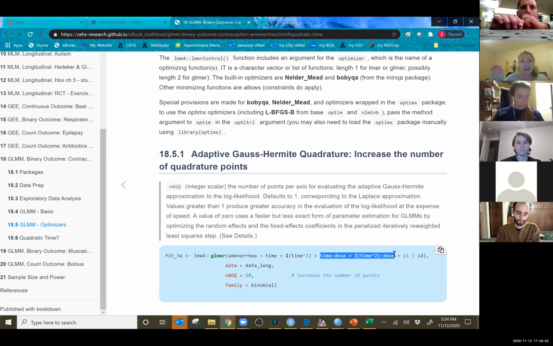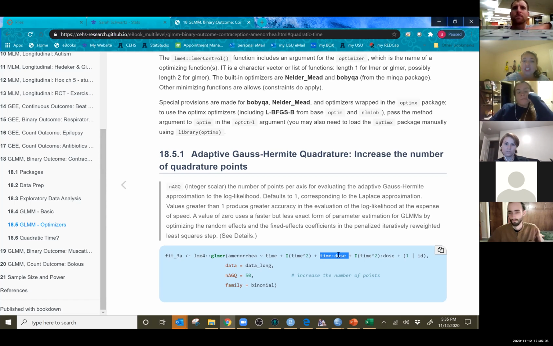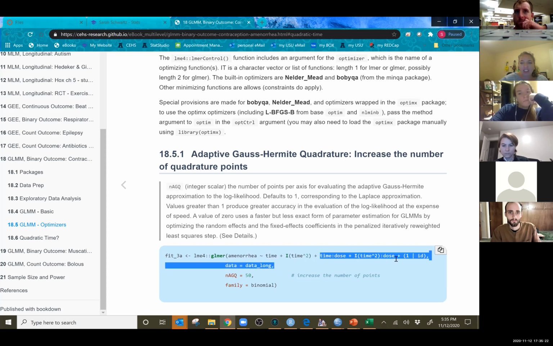If you think that a variable moderates change over time and you have quadratic time, so I think that dose might affect change over time, but I also have time squared. Dose must interact with time and time squared. You cannot have dose interacting with time, but not time squared. If you have time and time squared both in the model, you have to have the interaction for both. If dose is going to moderate change over time and you have quadratic time, you have to have dose interacting with time and dose interacting with time squared.